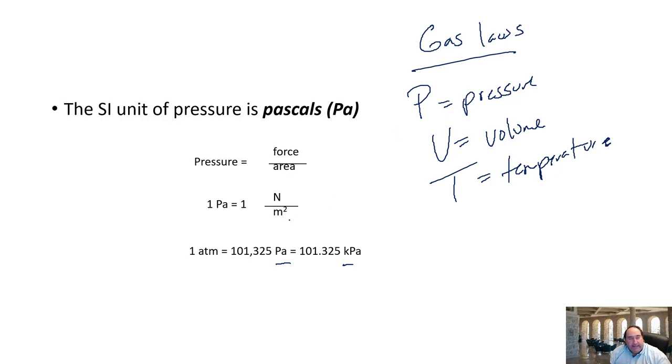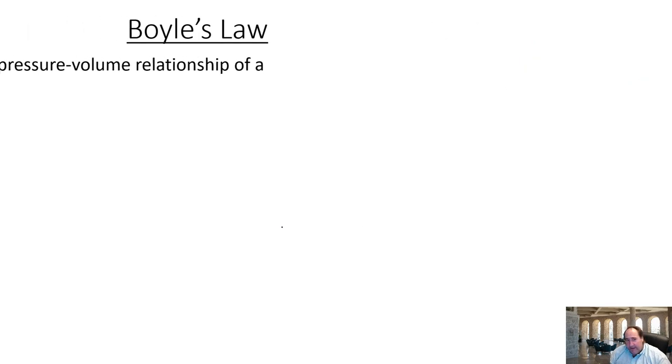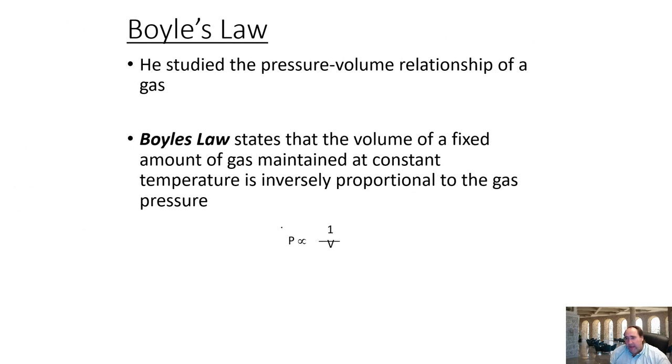Now, in a lot of cases, we may kind of keep one constant and vary some of the others. In some cases, we may vary them all. But these are the big three in terms of variables that we deal with: pressure, volume, temperature. There's a few others that get inserted as we go through these gas laws. So the first gas law we're going to talk about is what's known as Boyle's Law. And Boyle dealt with the pressure volume relationship.